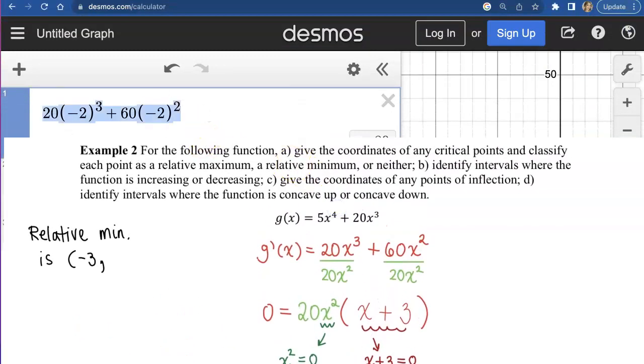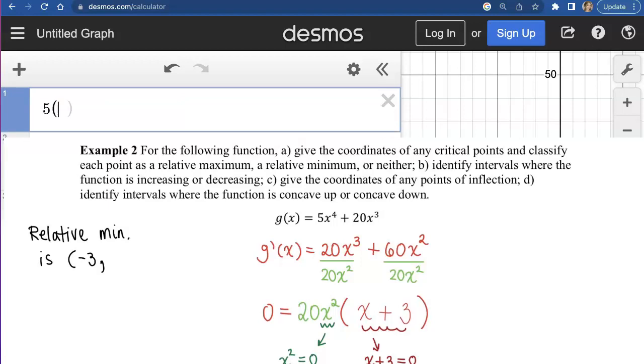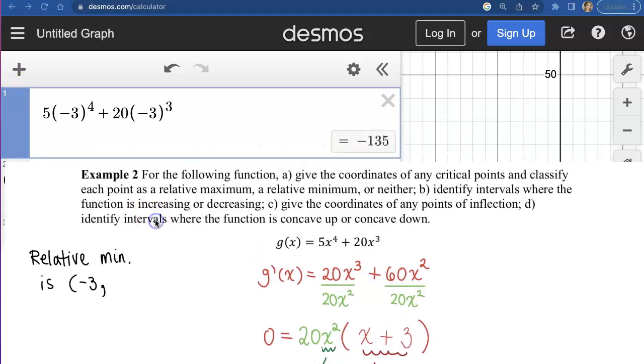So it's a lot of work, different things to do. 5 times -3 to the 4th power plus 20 times -3 to the 3rd power. So we have a relative minimum, pretty low, at -3, -135. So that's one critical value point.